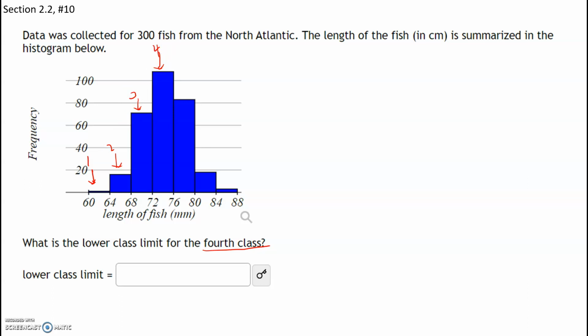Now it says, what is a lower class limit? So the fourth class, we're looking at this one right here. The lower class limit is always the limit on the left. So for the fourth class, the lower class limit is going to be 72.